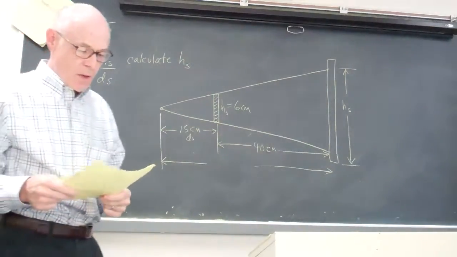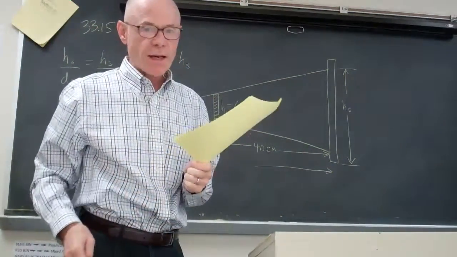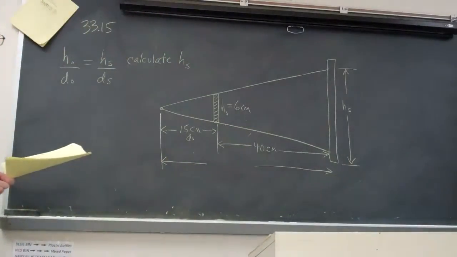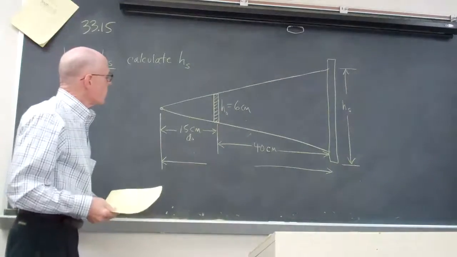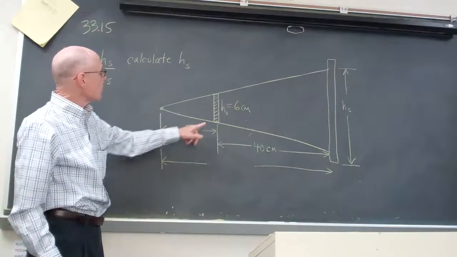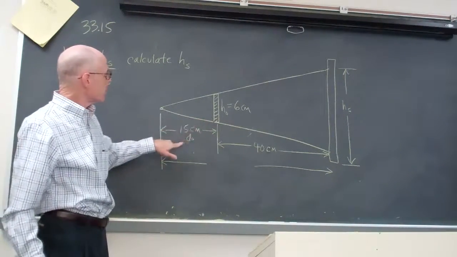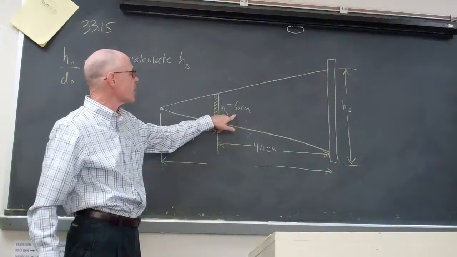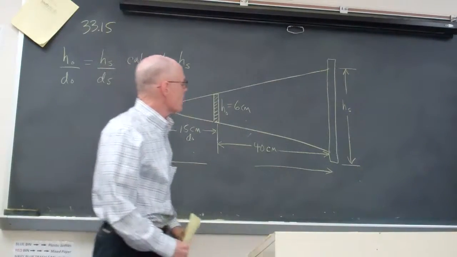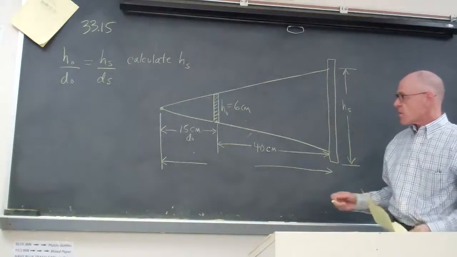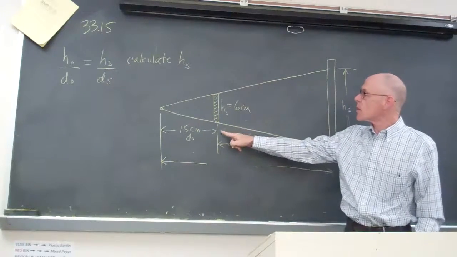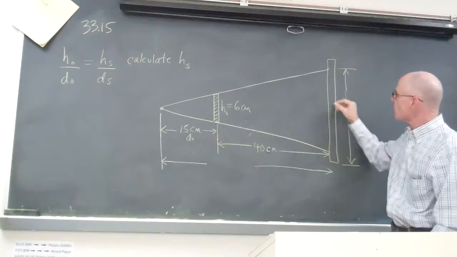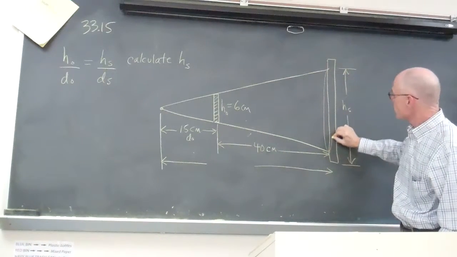Alright, so let's start up again, taking a look at the two practice problems, 33.15 and 33.16. The first one: you're given that there's an opaque object 15 centimeters from the point source of light, and that object has a height of 6 centimeters. You're also told that there's a distance of 40 centimeters from the opaque object to the screen where the shadow is formed.